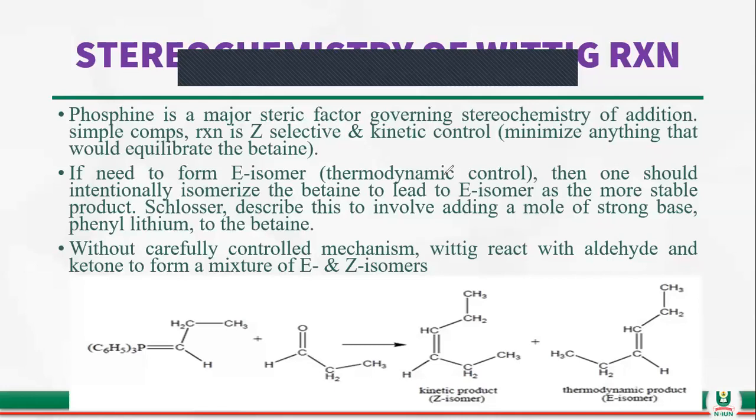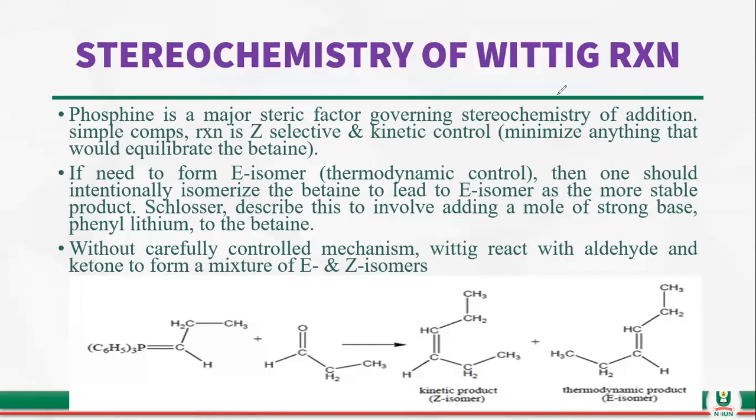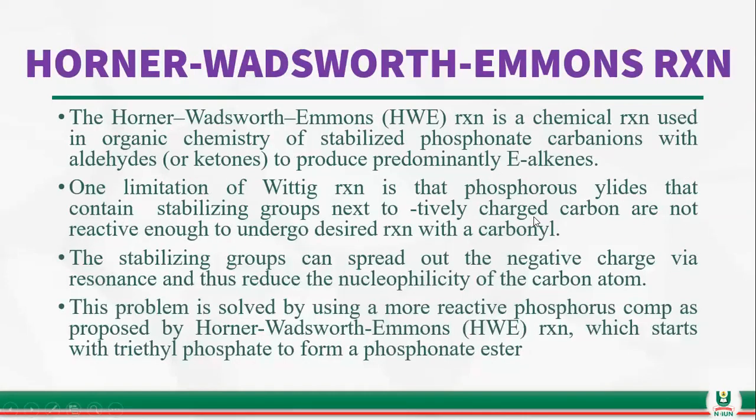to the betaine intermediate. Without a carefully controlled mechanism, a Wittig reaction with aldehyde and ketone will end up forming a mixture of Z and E isomers. So you know you can form the mixture of the two, and you also know how to allow it to form one and not the other. That's why Wittig is very good. If you add 1 mole of phenyllithium at the betaine intermediate stage, it will end up giving you the E isomer alone.